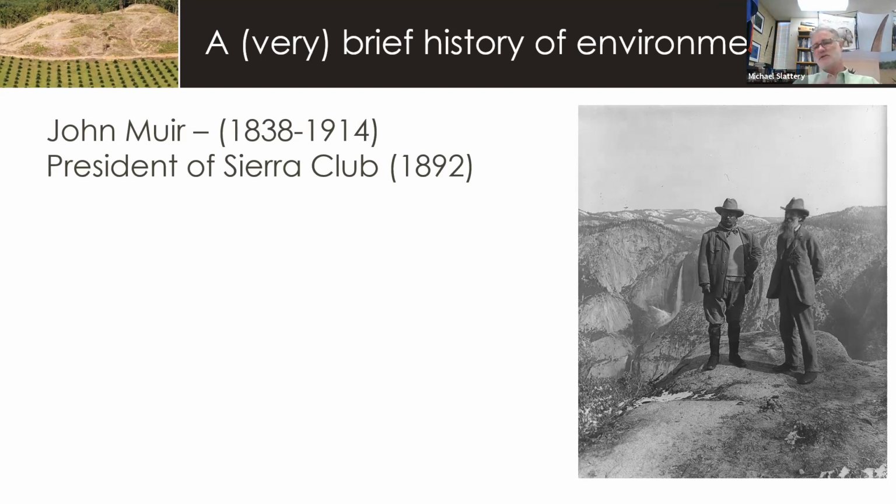And Muir traveled around the US. He eventually moved out west to Yosemite. He was enthralled by Yosemite, by the area. It wasn't a national park at that point.